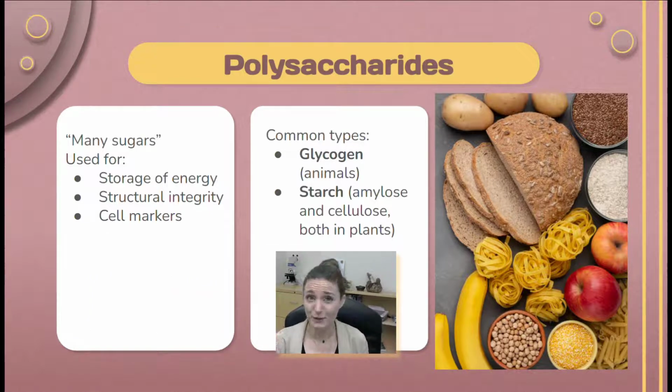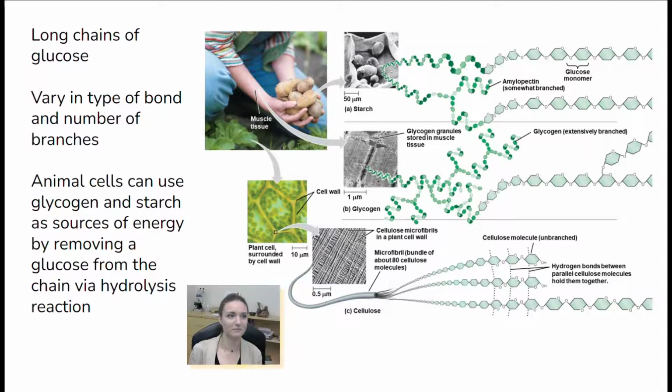So common types that we should know: glycogen is a very common polysaccharide in animal cells, and starch. We have a couple different types of starch. These are typically found in plant cells. Main types are going to be amylose and cellulose. Both of those are produced by plants, which we then use. All the carbs. Give me all the carbs. So, long chains of glucose are really what most of these polysaccharides are. At least these are really important ones that we're talking about.